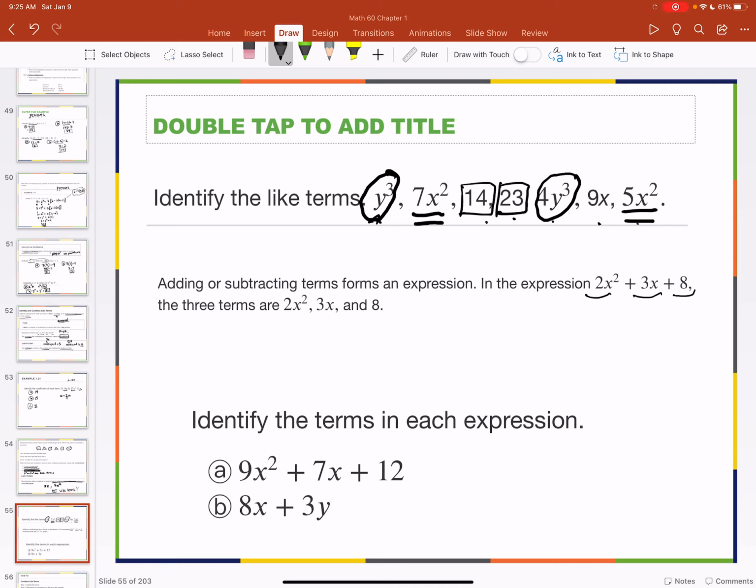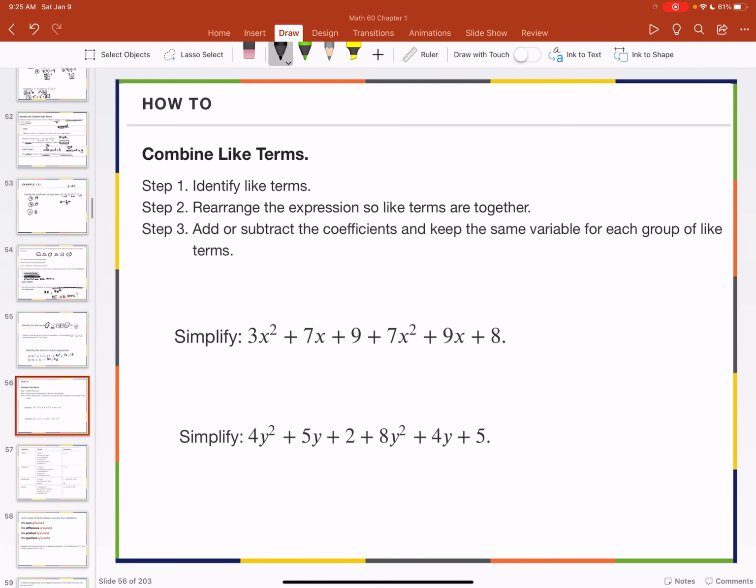Okay, so let's identify the terms in each expression here. For A, what are your terms? The 3 terms are 9x squared, that's one of them, 7x is the other one, and 12 is another one. Not too bad, right? Can you do this one? For this one, we have 8x plus 3y. So what are my terms? I have 8x and 3y, and that's it. Good job.